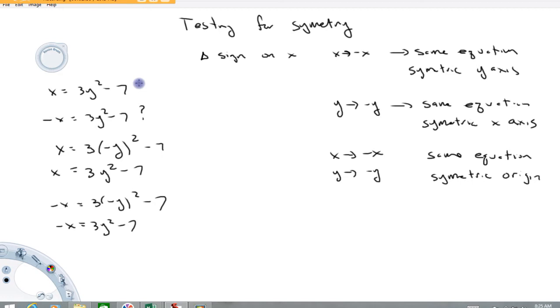So in this example, we had one case of symmetry. We were able to change y to minus y, get the same equation out again, so this is symmetric about the x-axis. All right, let's try another example.